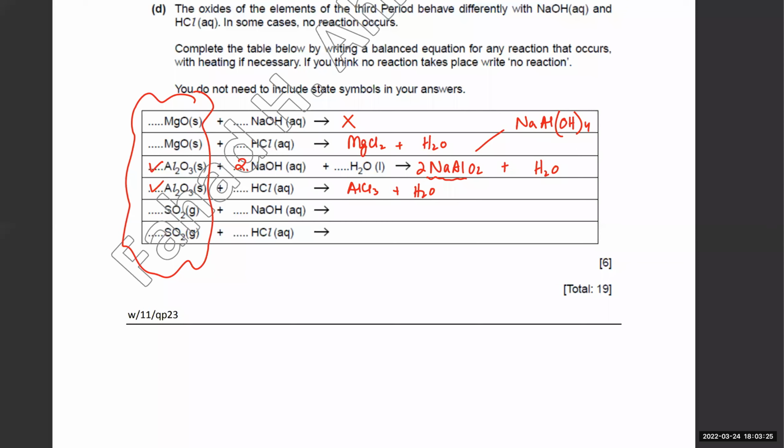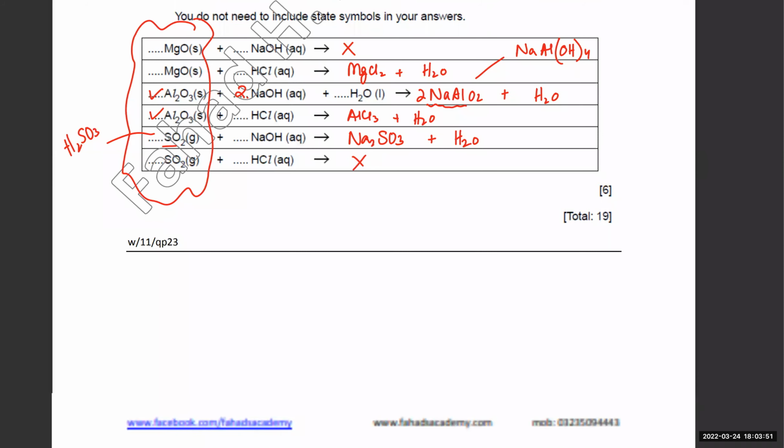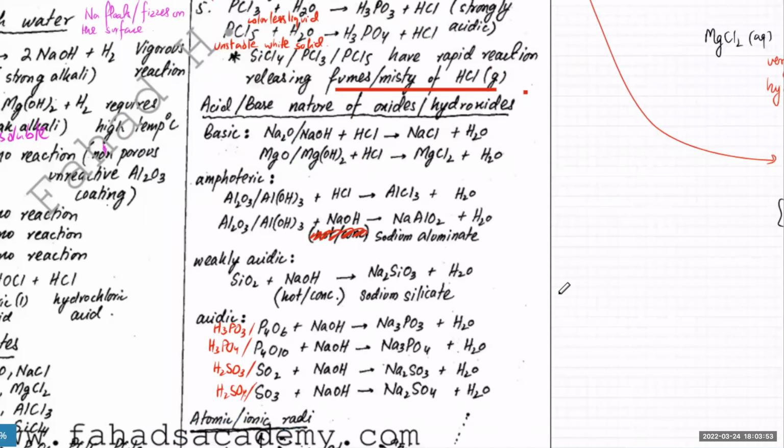So in this case, SO2 with NaOH, don't think of it as SO2, think of it as H2SO3. So the salt that would be formed would be sodium sulfite, Na2SO3, plus H2O. Okay, so remember this part. Lots of questions would come on this.